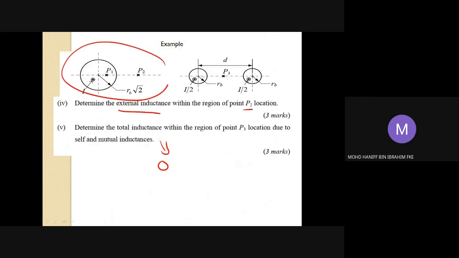And for the actual inductance within the region of point P2 for the first case, this diagram, I think we have done this also in our first example. So I don't have to proceed with this, but just note that this is a sample of final exam questions which have been tested before. Okay then.